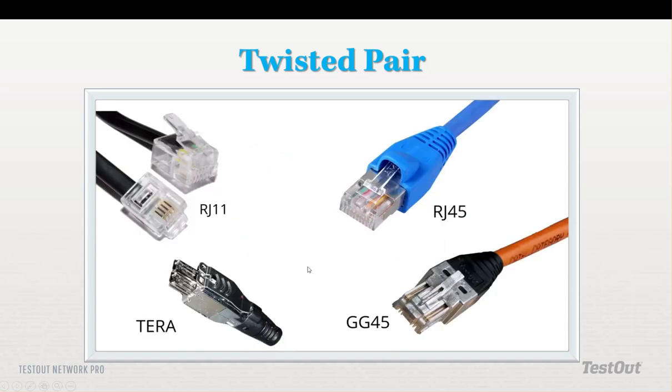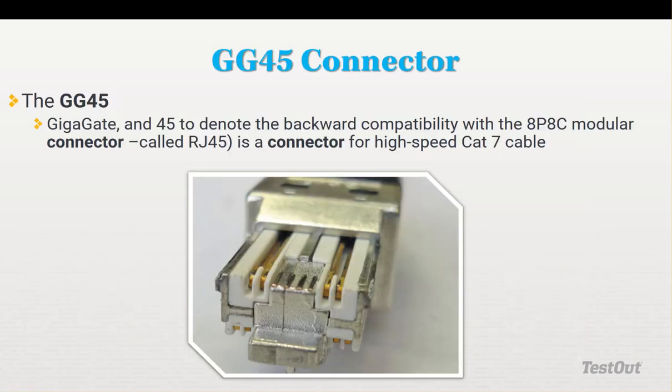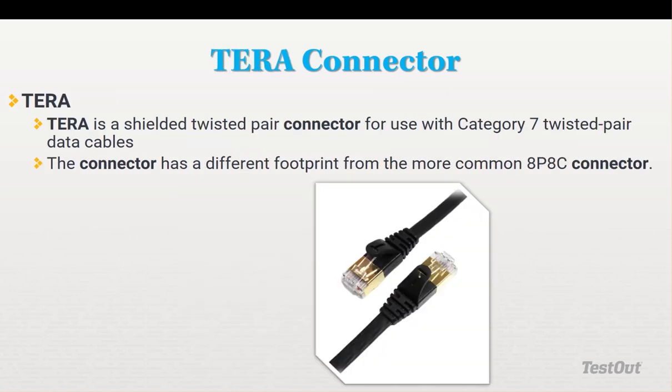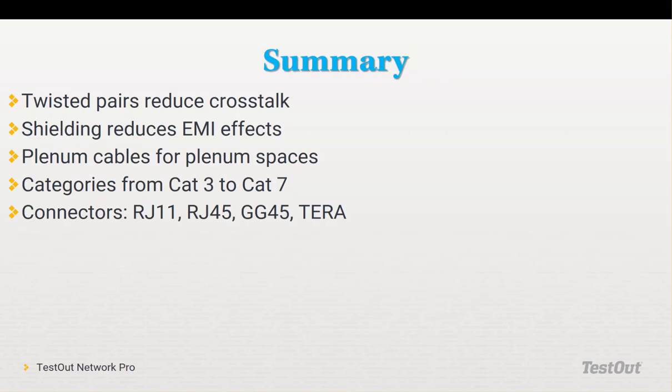These are the different jacks. The RJ11 is for phone jacks. The RJ45 is the most common. And then you can see the GG45 and the ARJ45. I've given you a little bit of examples in upcoming slides of the new ones. So GG45 is used basically like an RJ45. It's backwards compatible, and it's used for the high-speed Cat7. ARJ45, again, is basically the same thing to use with Cat7 and has a different footprint than the common 8P8C connectors. So twisted pairs, again, reduce crosstalk.